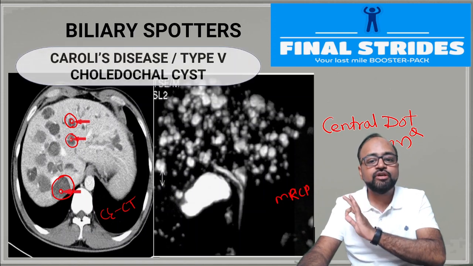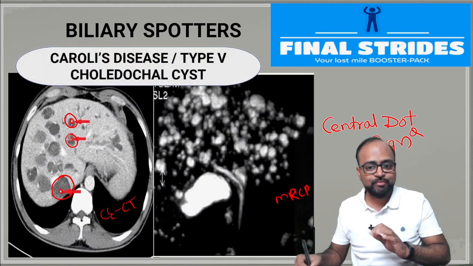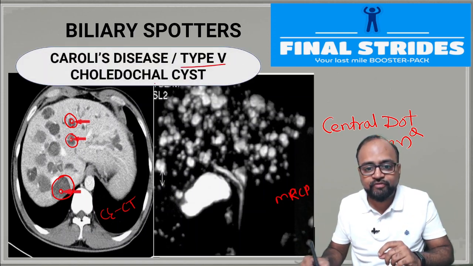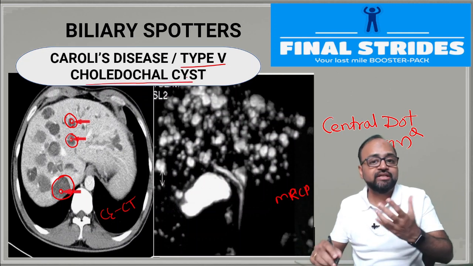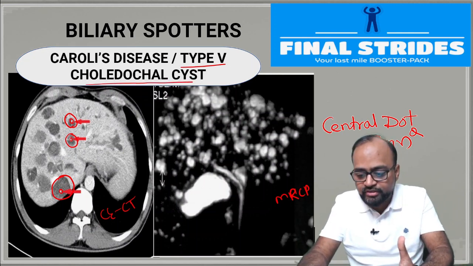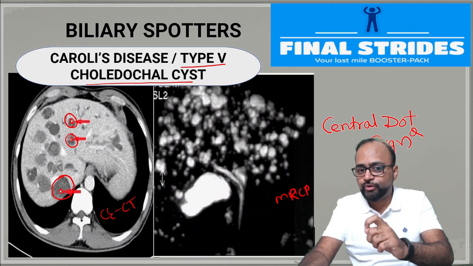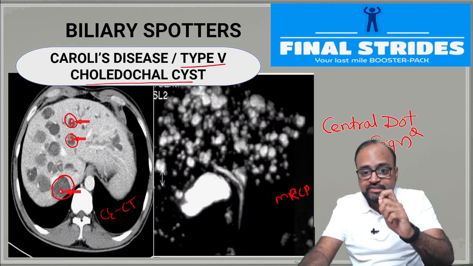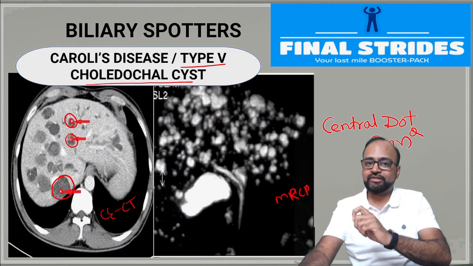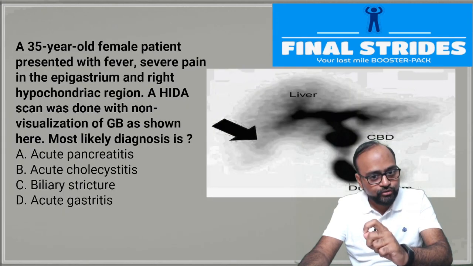This is a feature of Caroli's disease. Remember, this is nothing but a type 5 choledochal cyst. Todani classification of choledochal cysts you must have studied in surgery. So this is type 5 choledochal cyst, Caroli's disease with a central dot sign. This is also a clincher of a diagnosis.